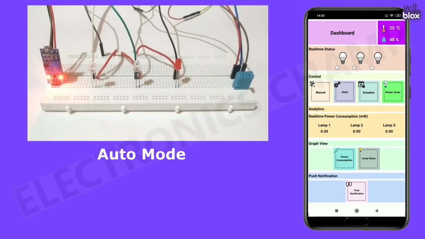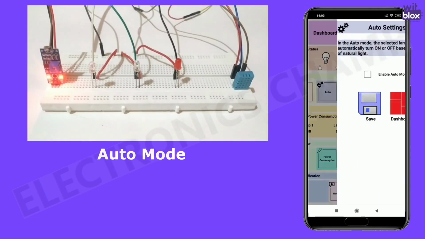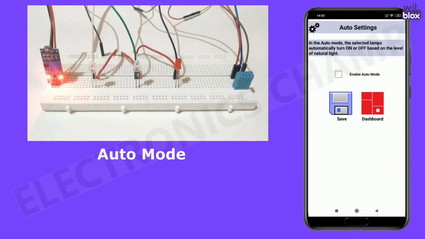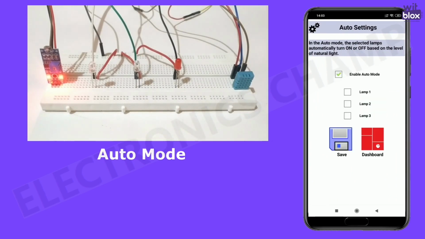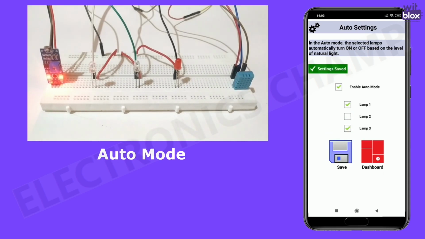In the auto mode, the lamps are triggered based on the level of natural light. The user can enable this mode and select the desired lamps and save the settings. When the natural light falls below a set threshold, the lamps are activated. The selected lamps are again turned off when the natural light goes above the set threshold.